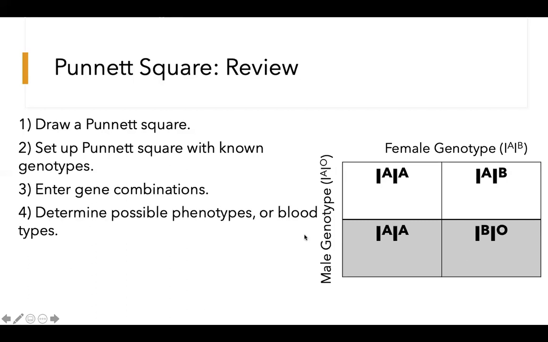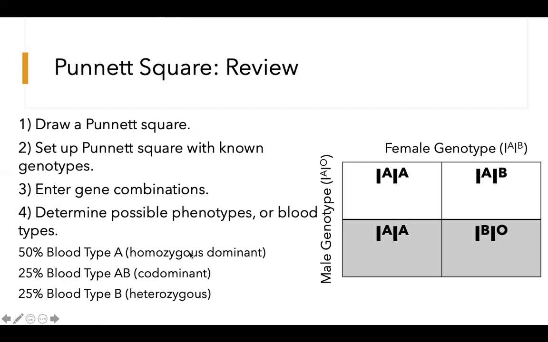Sorry, enter gene combinations and determine possible phenotypes or blood types. So when I say phenotype or blood type, that is what shows up. So if you have this O, you're still going to be blood type B. I just went over this here. 50% is going to be blood type A, and it's going to be homozygous dominant. If there was an O in here, it would be 25% homozygous dominant and 25% heterozygous, but both blood type A. 25% AB, co-dominant, and then we've got the heterozygous blood type B over here.